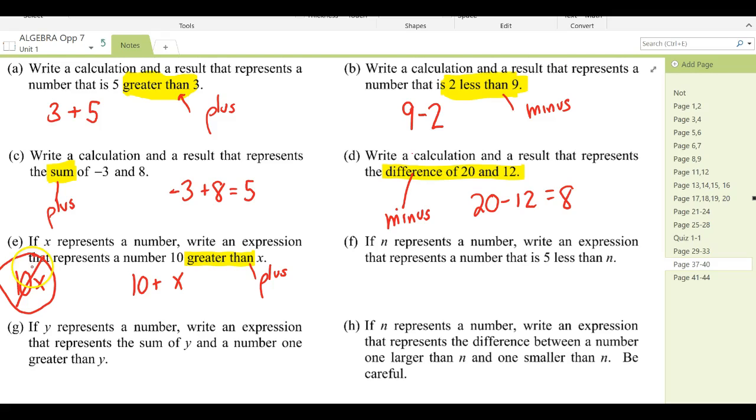10 plus x. So this is the, you know that everybody understands the circle with a line going through it? No. Not 10x. Don't do that.